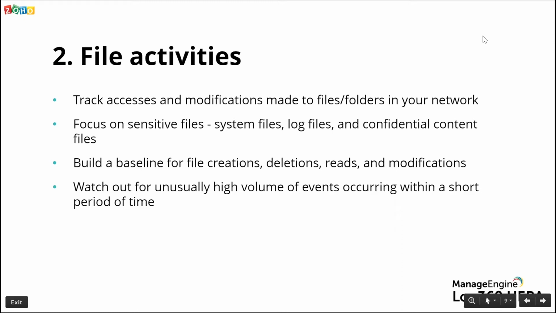So this is again what we train our UEBA algorithms on, so that we know what normally happens, who is doing what, when and where, when it comes to your file activities. We know about the creations, deletions, modifications, reads, writes, etc., including the failed attempts. So we have a very good picture of what's going on. And subsequently, we can watch out for unusual things, such as a high volume of events occurring within a short period of time. So what if you have, for example, multiple failed access attempts to a sensitive file within a short period of time?